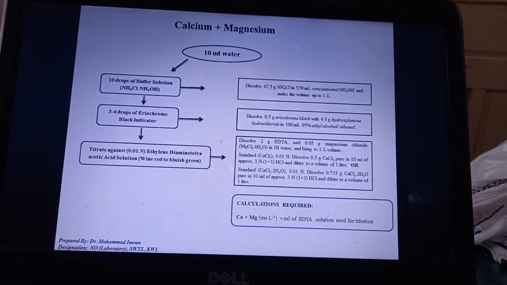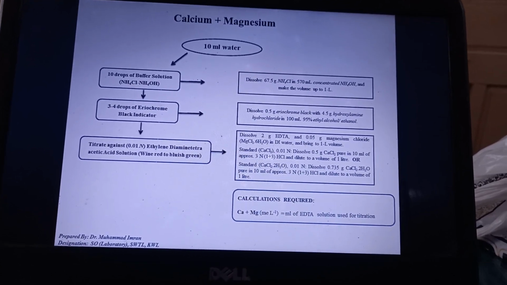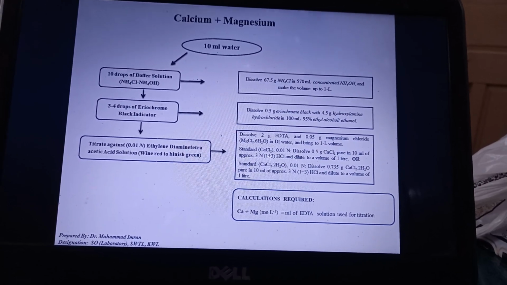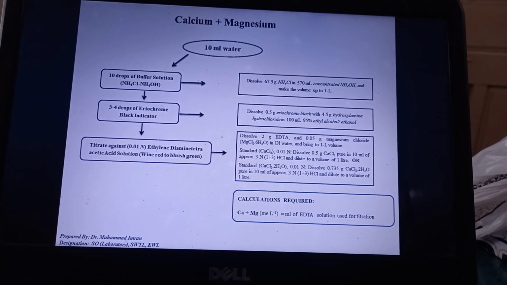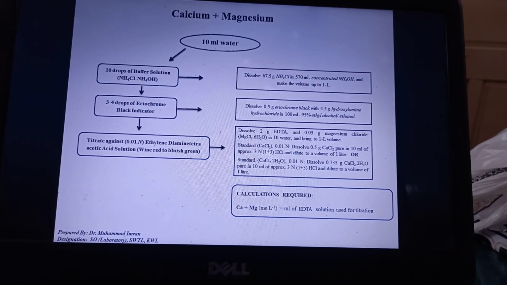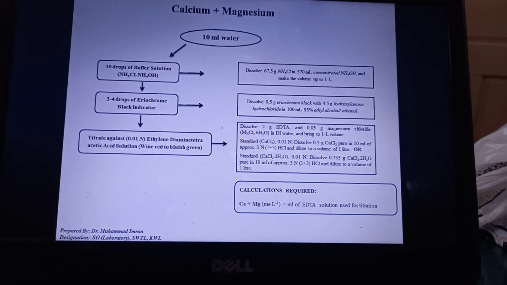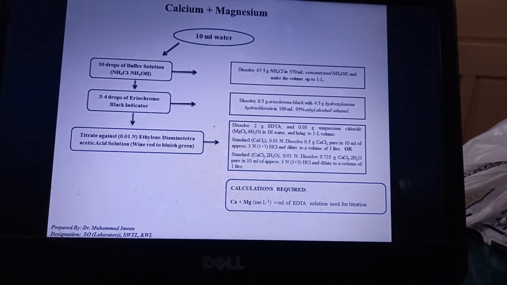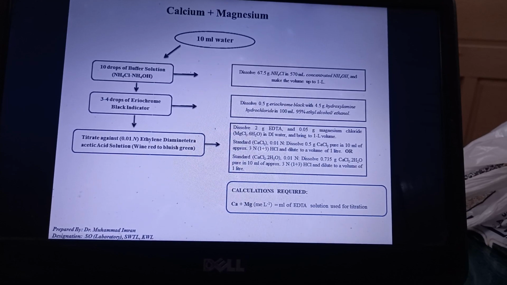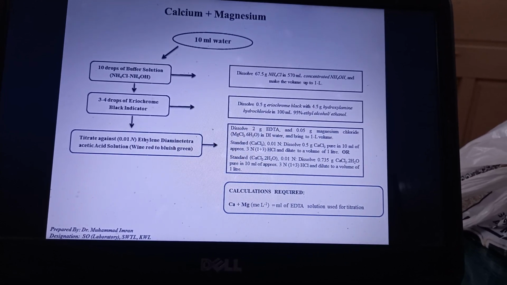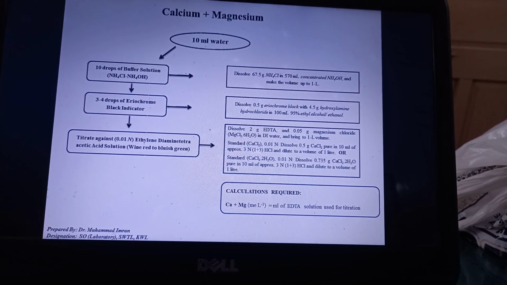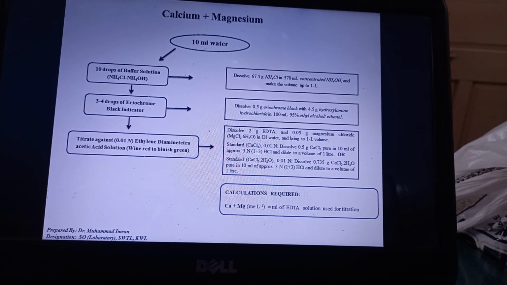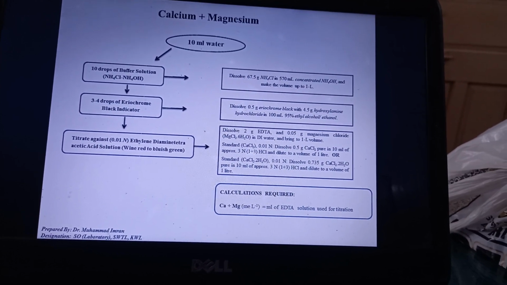For this we have to take 0.5 gram Eriochrome Black T with 4.5 gram hydroxylamine hydrochloride in 100 ml 95% ethyl alcohol or ethanol. After that we have to prepare EDTA solution, 0.01 normal EDTA solution. For this we have to take 2 gram EDTA plus 0.05 gram magnesium chloride hexahydrate in distilled water and bring to 1 liter.